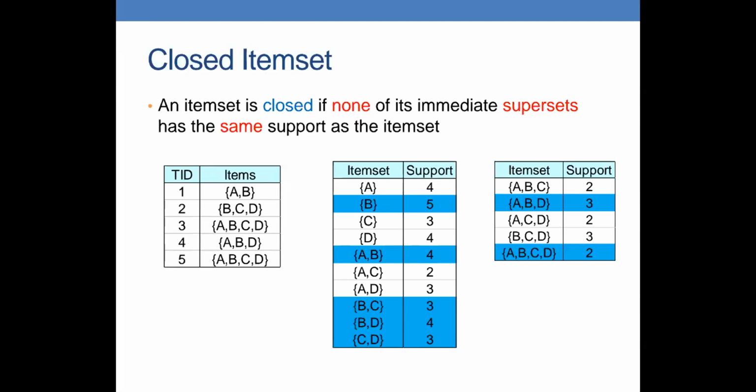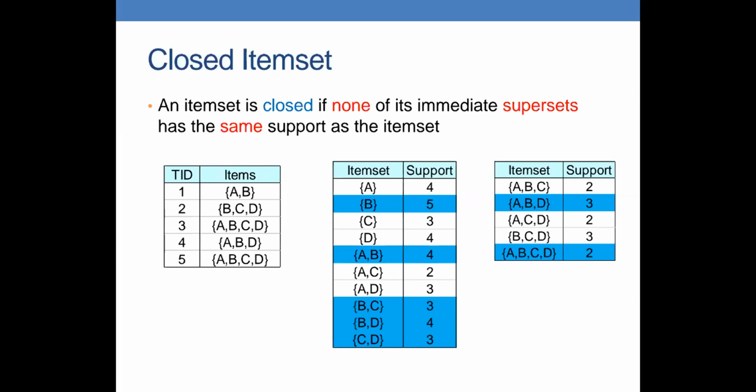So here we have to consider the immediate supersets of the same support as the item set. For example, here you have 5 transactions: A, B; B, C, D. In the first transaction, only A, B items they purchase. In the second transaction, B, C, D. Like this way, A, B, C, D are the items. Those items are purchased by various customers in different transactions. Here you have to consider only 5 transactions.